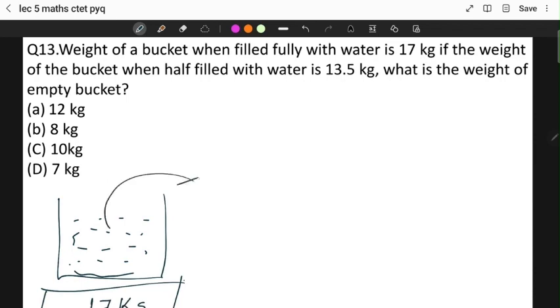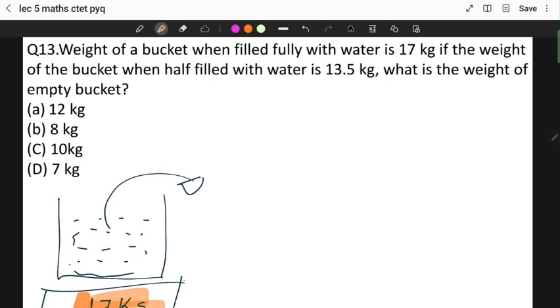If I remove half of the water out of this, now many students might get confused, thinking that the weight of only the water is measured over here. No, the weight of the water along with the bucket is measured over here. Always keep this in mind. So here the weight of the bucket as well as the water is 17 kgs.